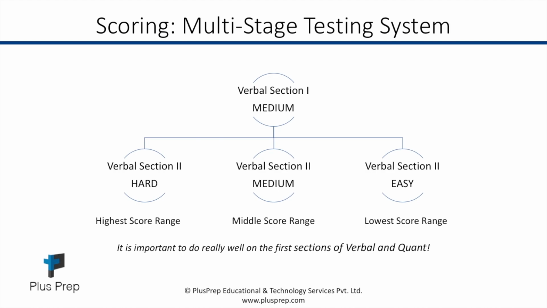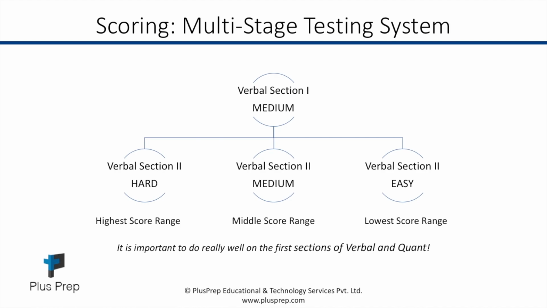This test is a multi-stage testing system. What that means is the second section of verbal and the second section of quant will adapt to how you've performed in the first section of verbal and the first section of quant respectively. Do note that verbal section 1 will only affect verbal section 2, and quant section 1 will only affect quant section 2. The experimental section will have no interlink with any of this. It will just be randomly selected and it will not affect your multi-stage testing system in any way.